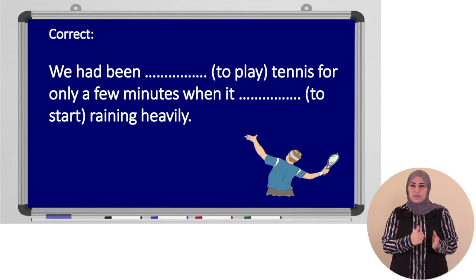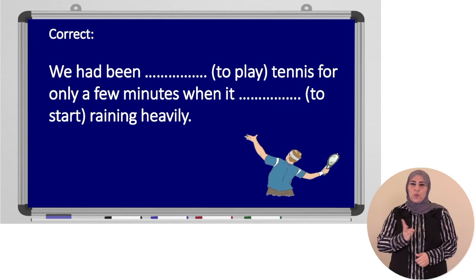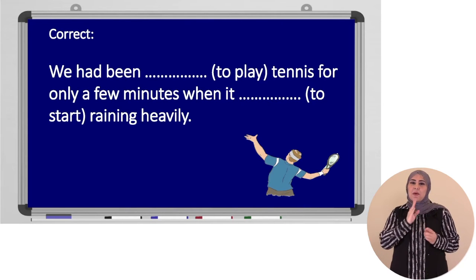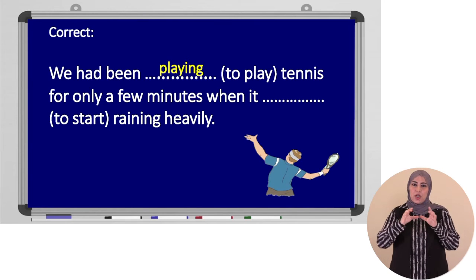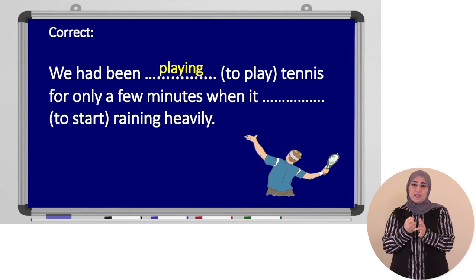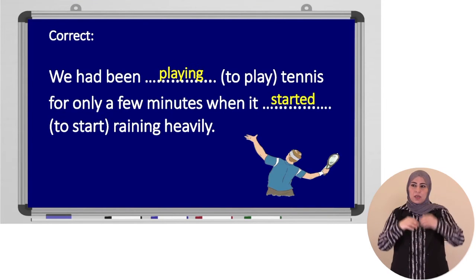Very, very easy. And now it's time to put what you learned into work by answering the following questions. Let's look at the first question. We had been. Obviously, if you see, we had been, the verb is going to be in which tense? In ing, and this is past perfect continuous. We had been playing tennis for only a few minutes when it, what? Can we have two past perfects in one sentence? No. So it will be when it started.